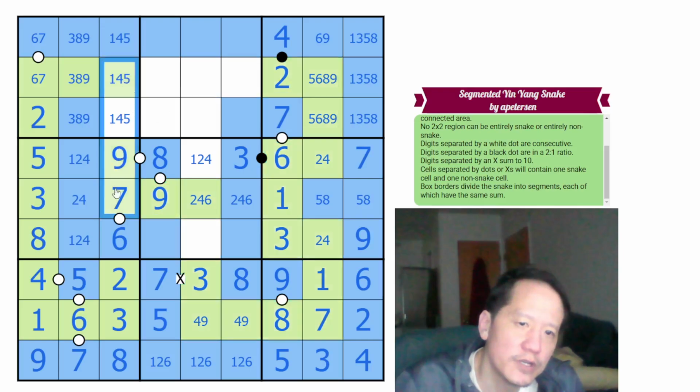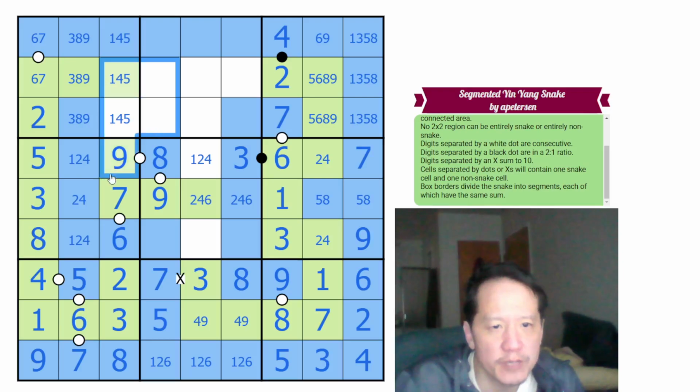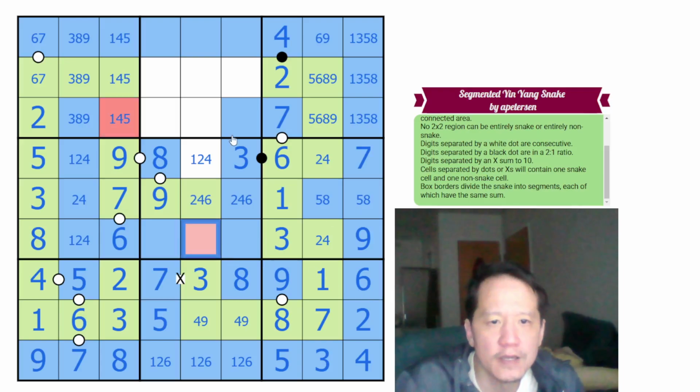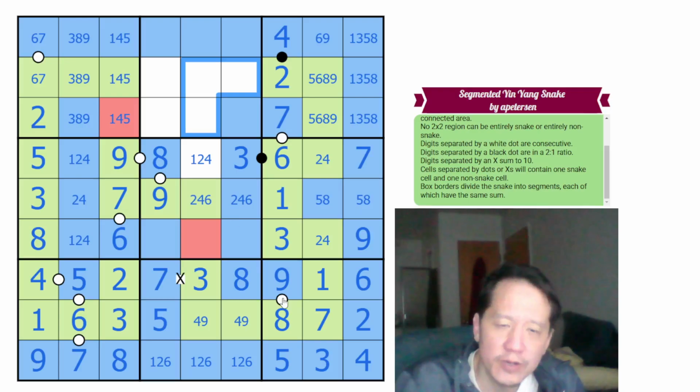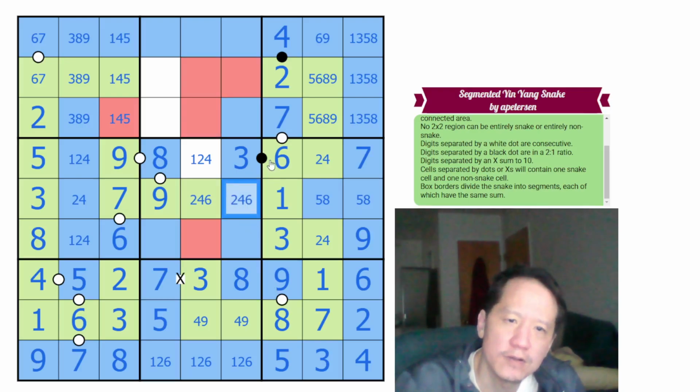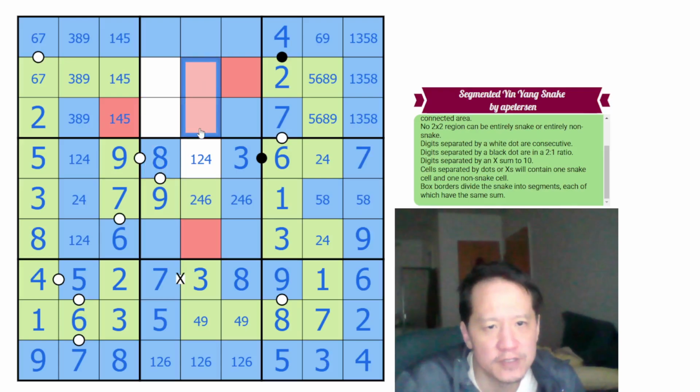Interesting. So it could go here and then, well, yeah, this means that it can no longer snake back here because you would have a 2x2 region that's all snake. So it either goes down here and then goes to here. So this is one option. And then it would have to go here. But that, well, it would have to go down here, I think, right? Because then this would be a 2x2 area that is all non-snake if it doesn't go down here.